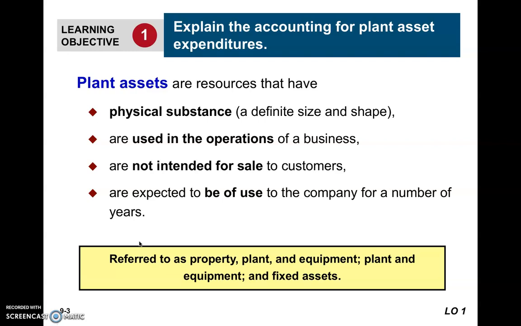Plant assets are those resources that have a physical substance, meaning that you can see and touch them. They are used in the operation of the business, meaning that the company does not intend to sell them to customers for a profit because they need them to run the operation. The useful life of these assets is a number of years. The other terminology used to refer to plant assets is property, plant, and equipment, which is abbreviated as PP&E, plant and equipment, and sometimes fixed asset is used to refer to plant assets.